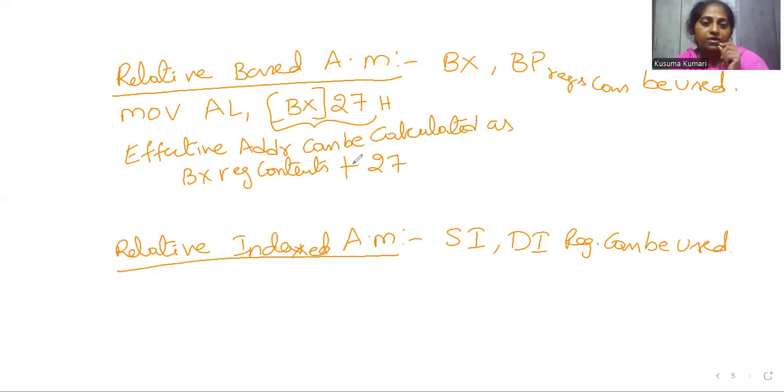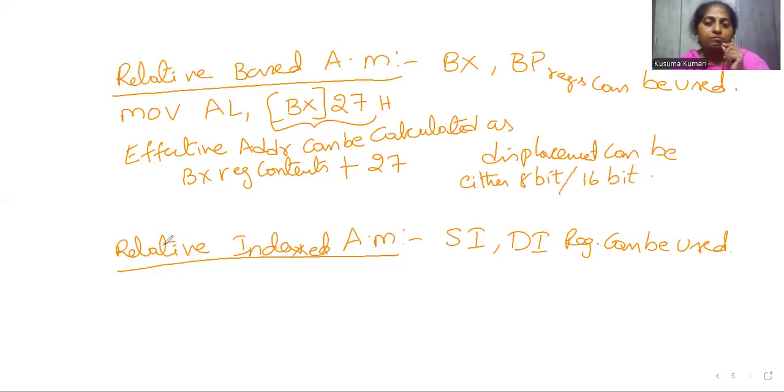Here the effective address is calculated as the sum of BX register contents plus the specified displacement value. This displacement can be either an 8-bit or 16-bit number. Similarly, relative indexed addressing is the same as that.